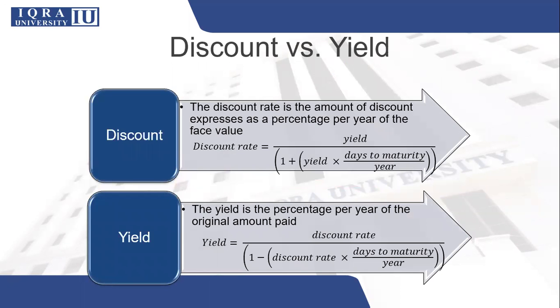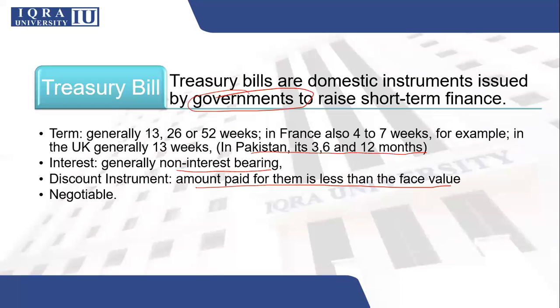Now, there is a difference between discount and yield. You can use the formulas that we have just discussed to calculate the price of treasury bills if the question has provided you with the yield. The problem with treasury bills is that they are usually quoted in the form of the discount rate. So you need to be clear what is the difference between yield and discount.